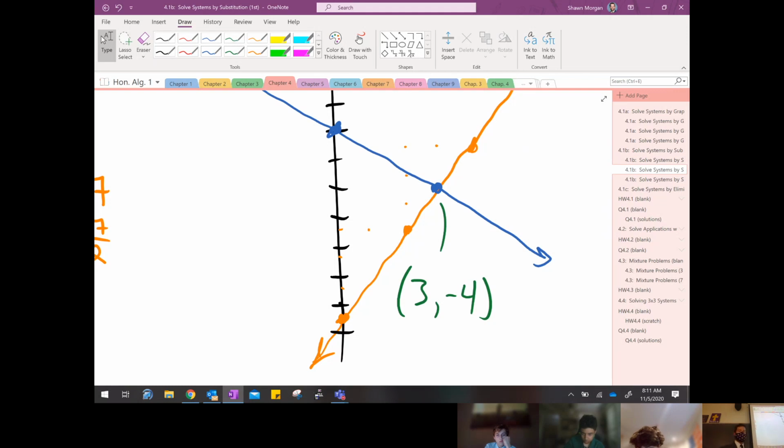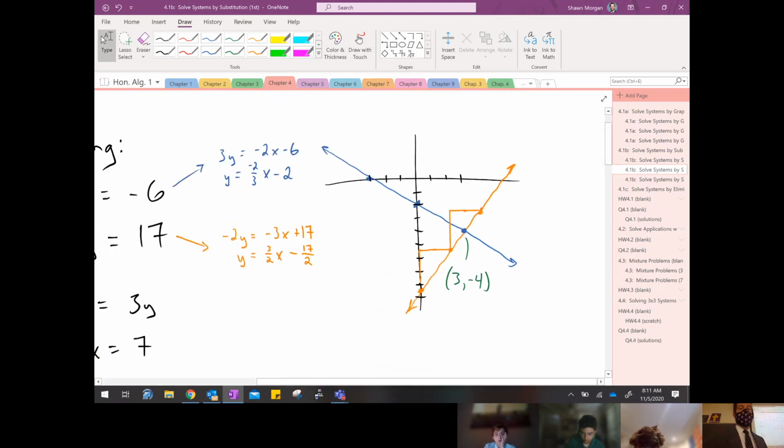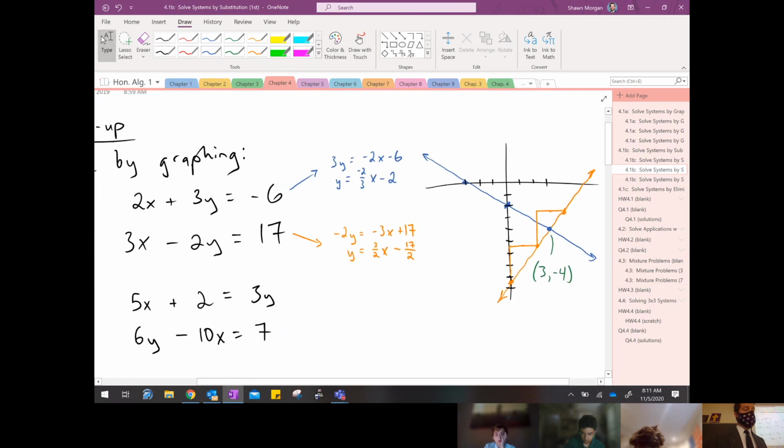So literally all I did was I just said, okay, let's go up 1, 2, 3 units, and let's go over 1, 2 units, and then up 1, 2, 3, and then over 1, 2. And it looks like my lines cross at 3, -4. I think that's pretty decent. Let's verify.